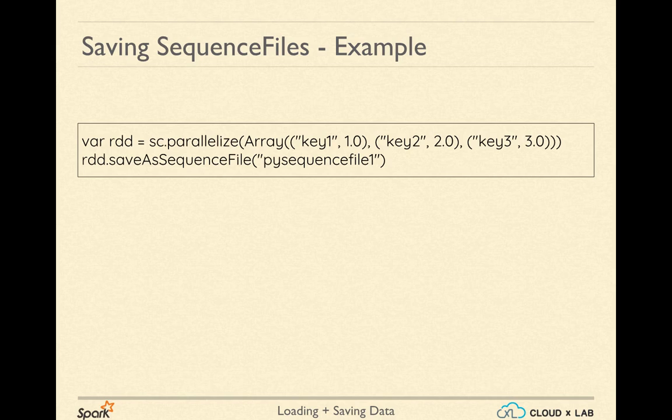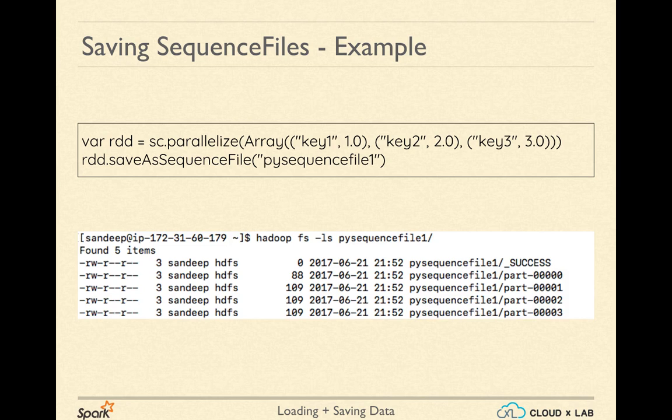Let us first try to create the sequence file. Create a pair RDD with string key and double value. Now, save it as a sequence file using the saveAsSequenceFile function. This function takes a non-existing directory as argument. Once done, you can check in HDFS if the directory with files has been created.